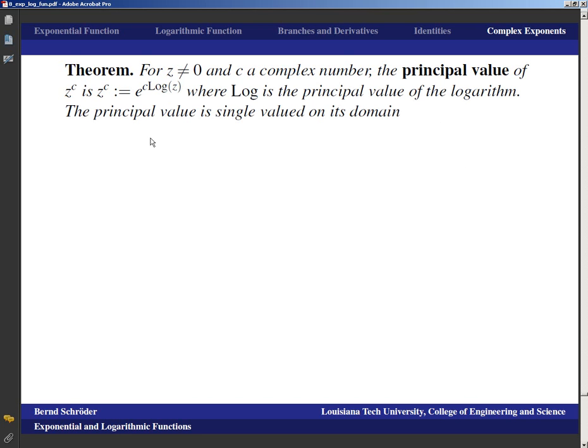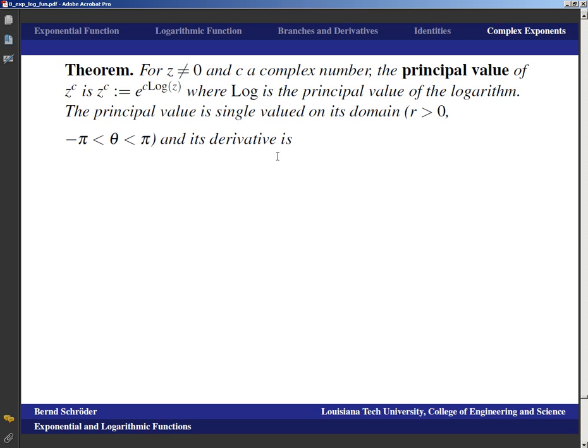Okay, the principal value function is then of course single valued in its domain, because we're sticking a single value into the exponential function, which is single valued itself. And the domain is, of course, the domain of the principal value of the logarithm, so r is greater than 0, and theta is between negative pi and pi exclusively.